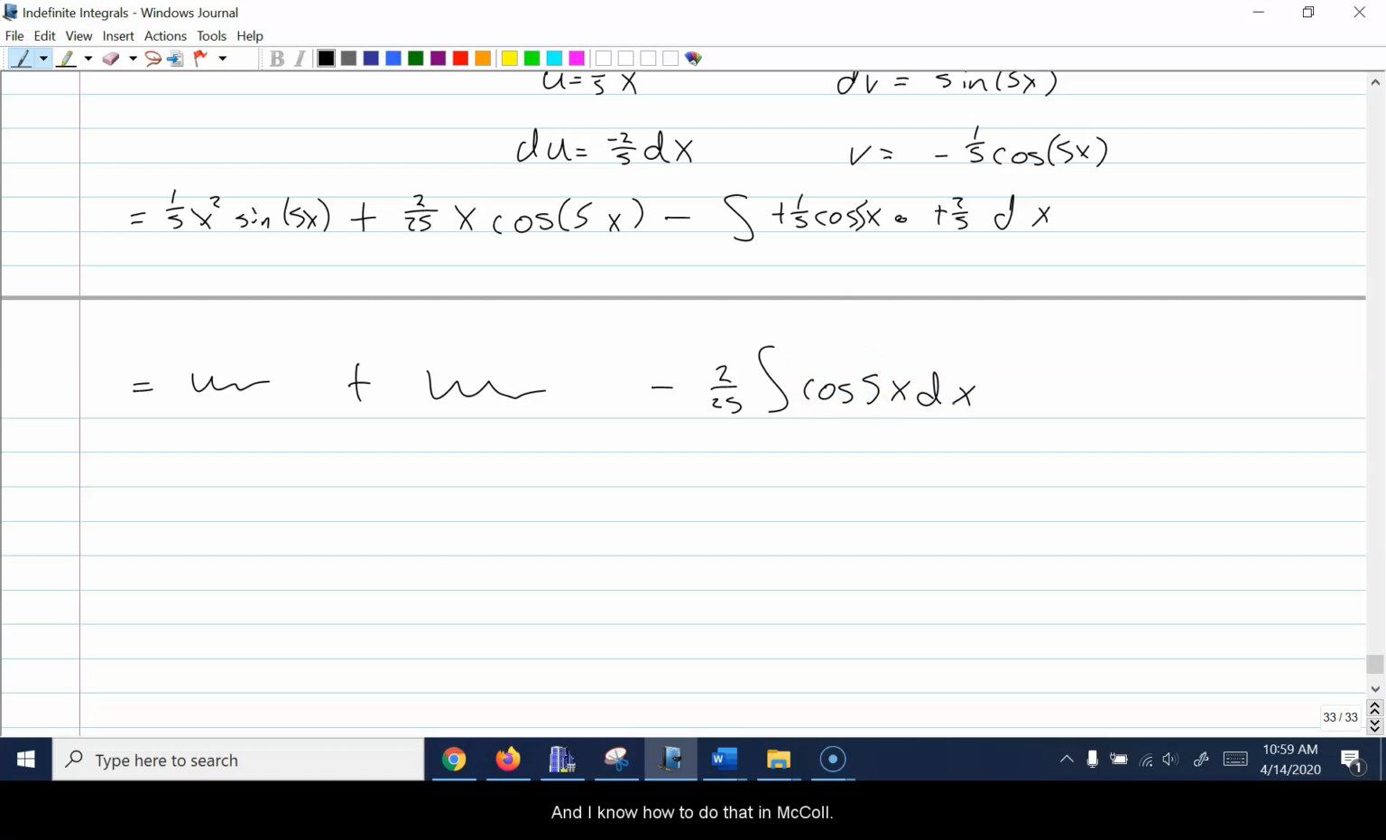And I know how to do that integral. The integral of cosine is sine. Need to divide by 5 out front. Dividing by 5 will make this 2/125. And the other part of the answer was this: 1/5 x squared sine 5x plus 2/25 x cosine 5x.